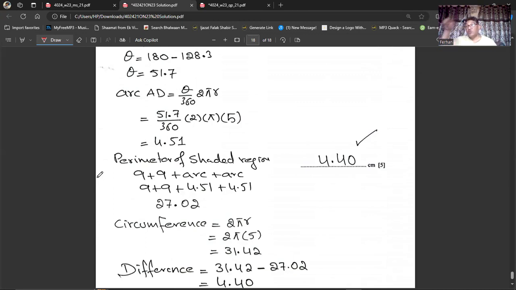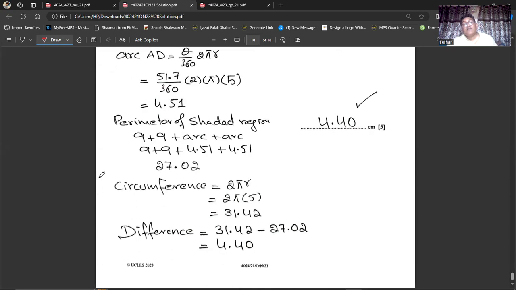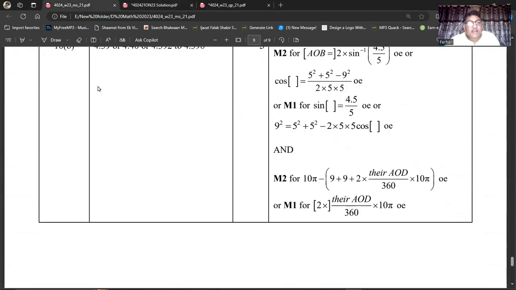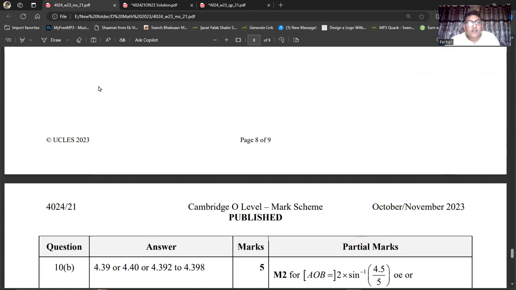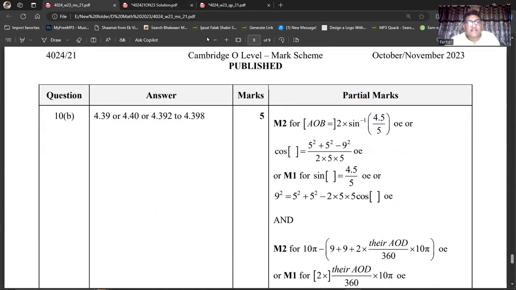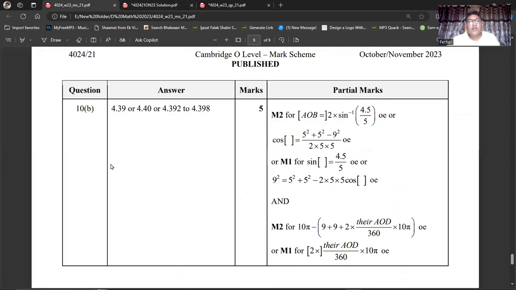The circumference of this whole circle is 2 pi r. That 2 pi into 5, that's 31.42. Now the difference between them will be the difference between the circumference of this circle and the perimeter of the shaded region, 31.42 minus 27.02, and that is 4.40. 4.40 is the right answer.